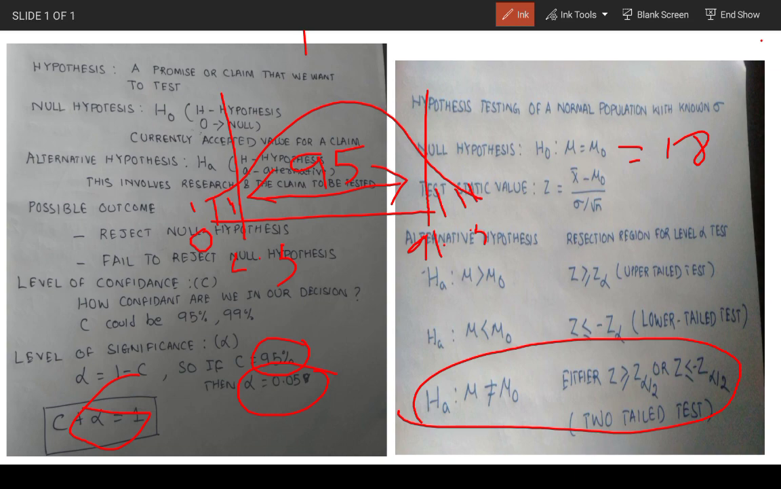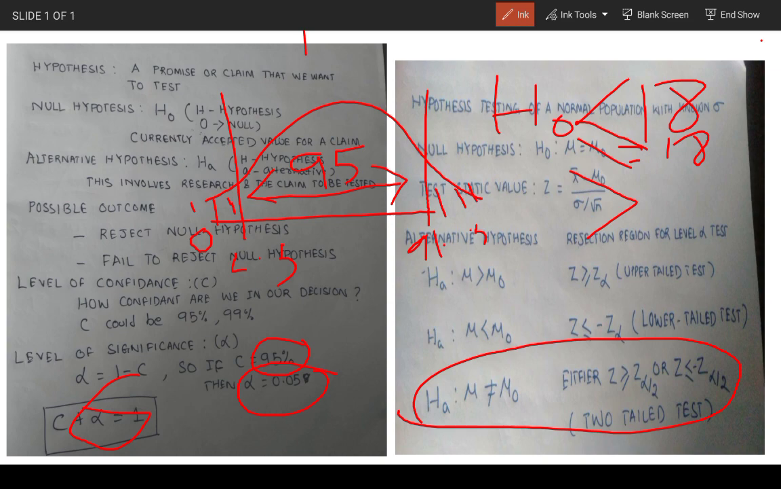Now let's say I come up with a claim that my car is giving 18 or less than 18. In this scenario, my null hypothesis should be H0: mu less than or equal to 18. So I need to test my alternative, which will be greater than 18. That's where it is called an upper tail test.